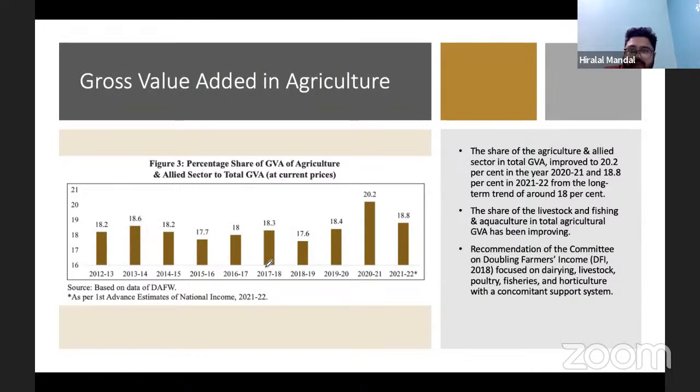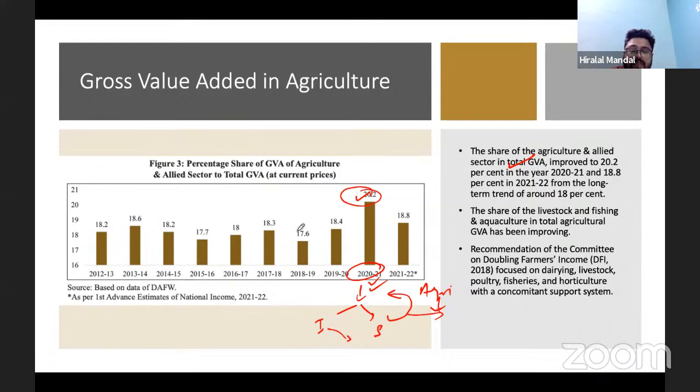When we talk about gross value added in agriculture, the share of agriculture and allied sectors has gone up to 20.2% in the year 2021. Why has this happened? It has happened because the contribution from industry went down, and the contribution from services also went down in 2020. So the contribution from agriculture remained more or less the same, and that's why its contribution looks higher at 20.2%.